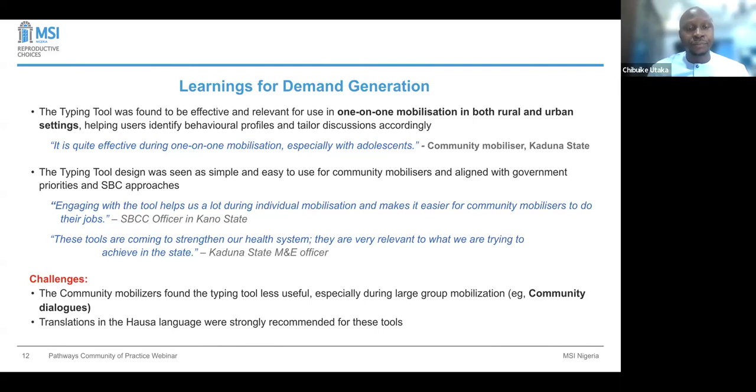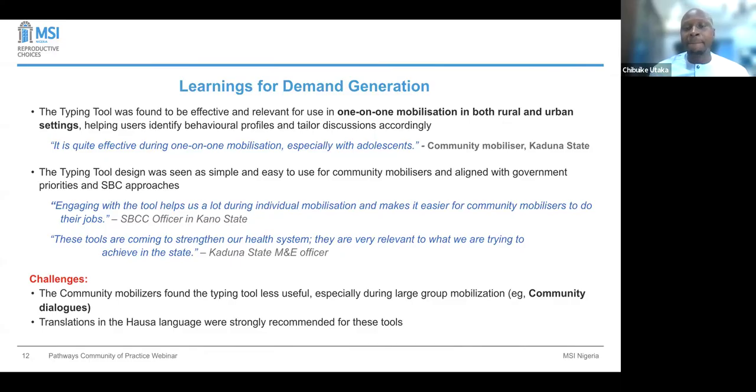The typing tool was seen as simple and easy to use, because this is also part of the biggest concerns that we have: whether they will find it very easy and whether it is going to be adaptable to the existing tools that they have. And we could see from one of the SBCC officers saying that engaging the tool helps us a lot during individual mobilization and makes it easier for community mobilizers to do their jobs. These tools are coming to strengthen.